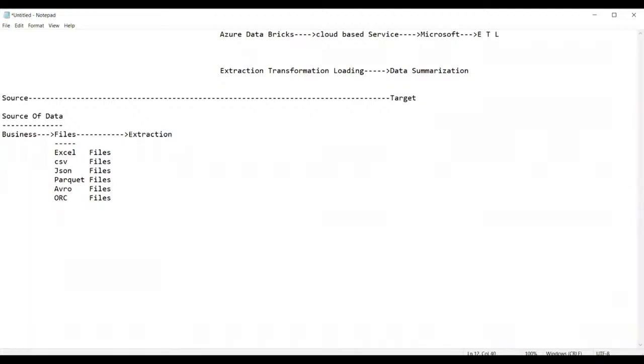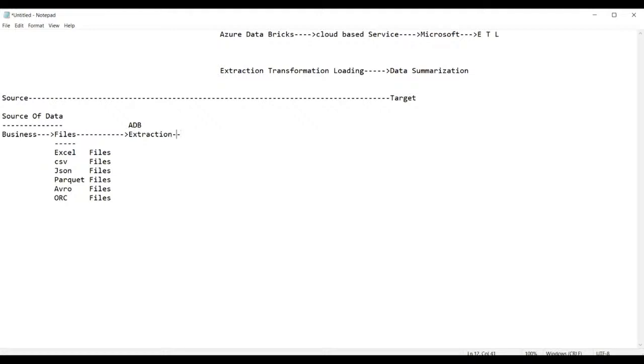We pull in the data by the process called what? Extraction. So extraction is done. And now, guys, this extraction is done by using the ADB, that is called as what? Azure Databricks. By using the Azure Databricks, we perform the process of extraction. That means extraction of data.